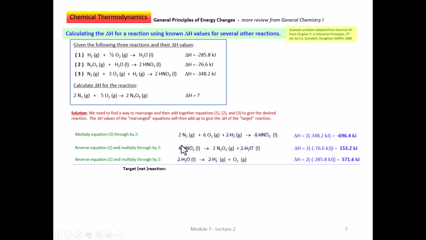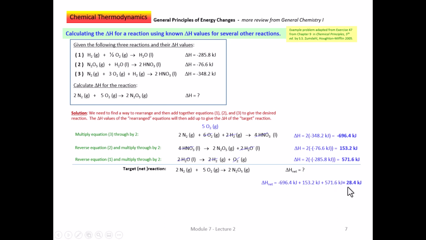If I take what's left and add it up, I wouldn't quite be there. So I'm going to cancel this 1 oxygen molecule on the right of this arrow and 1 oxygen molecule from the left of this arrow, leaving 5. Now note, if I take what's left, 2 nitrogens plus 5 oxygens on the left of the arrows and 2 N2O5 on the right of the arrows, I get my target reaction, which means that I now simply have to add up the deltaH's right here to get a net overall deltaH.